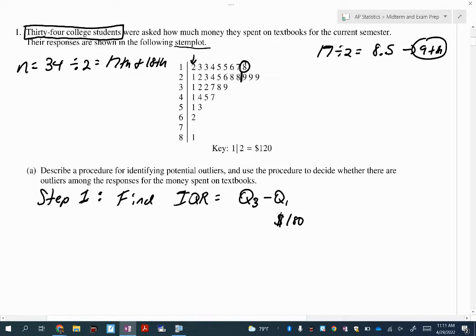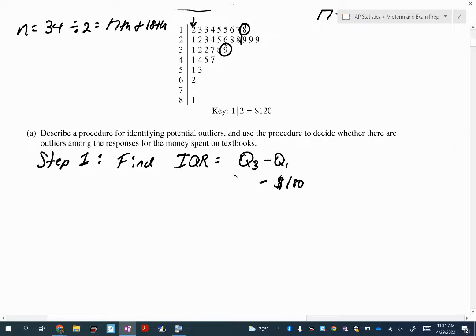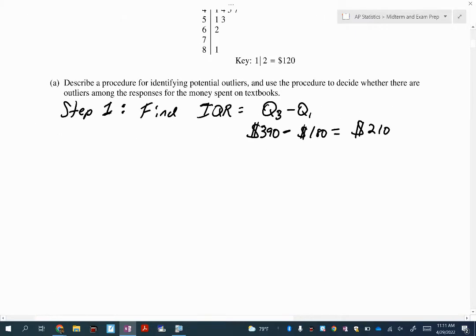With that same understanding that it's the 9th one, if I count from this 9, so 1, 2, 3, 4, 5, 6, 7, 8, 9, the 9th one on the upper half of the data is 390. So quartile 3 is 390. Subtracting those gives you the IQR, which is $210.